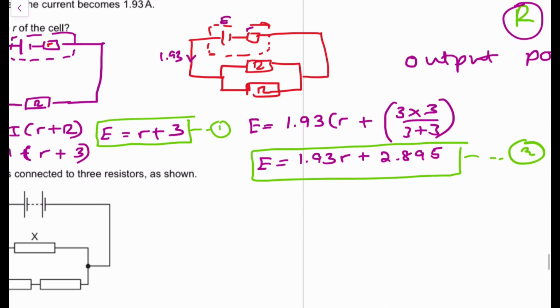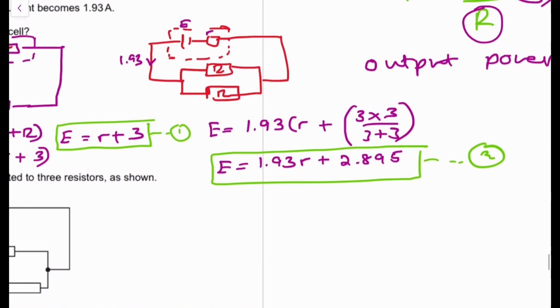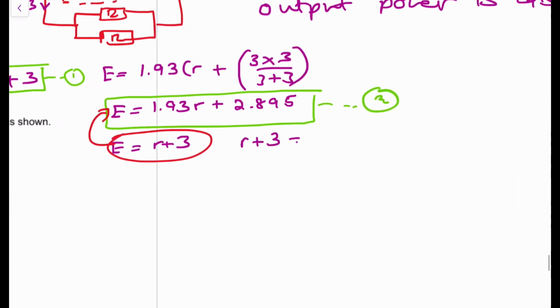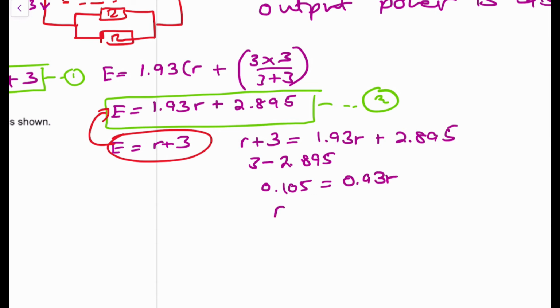So what's left is I can solve these two equations simultaneously. From the first equation, I know that E is going to be r plus 3, so I can substitute this value of E into the second equation. So I'm going to have r plus 3 being equivalent to 1.93 r plus 2.895. So 3 minus 2.895 is going to give you about 0.105. That's going to be equivalent to 1.93 r minus r, which is minus 1 r, giving 0.93 r. So the value of r is going to be 0.105 divided by 0.93.